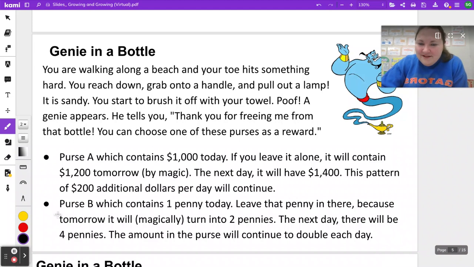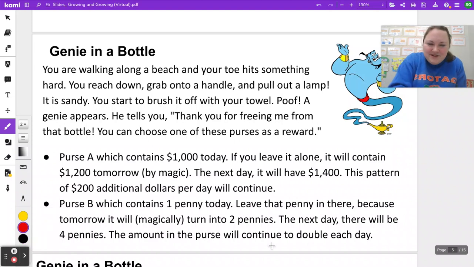Purse B, which contains 1 penny today instead of $1,000, but leave that penny in there because tomorrow it will magically turn into 2 pennies. And the next day, there will be 4 pennies. And the amount in the purse will continue to double each day.